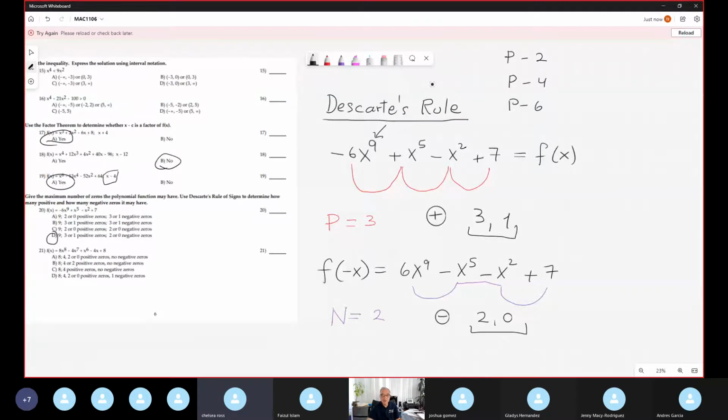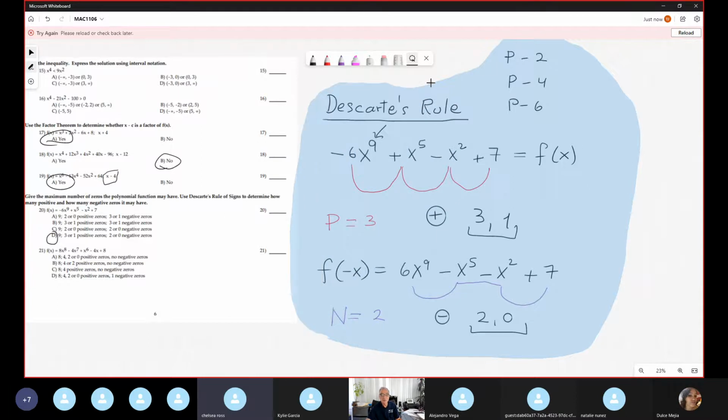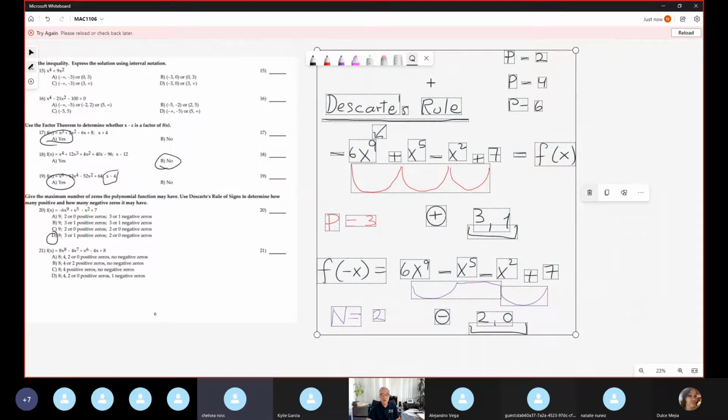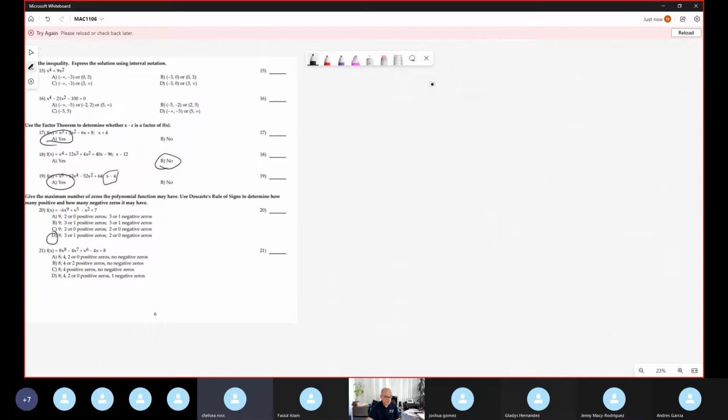Okay, not bad. It's easy. Okay, 22. The polynomial is f of x equals 8x to the 8th power minus 4x to the 7th plus x to the 6th minus 4x plus 8. Okay, not bad.